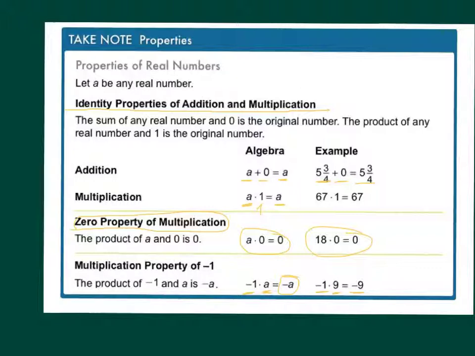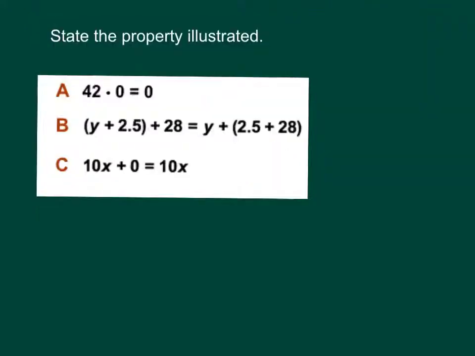Okay, so you can also do negatives. So -1 times -8. Okay, so I have -8. If I multiply by -1, it's just going to change my sign to a +8. Okay. All right, so let's state some properties.